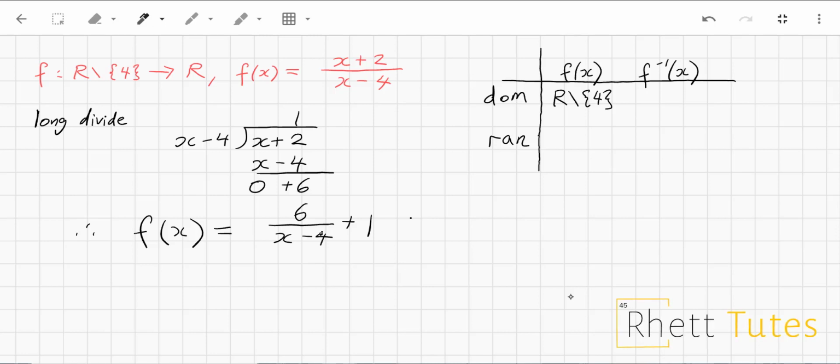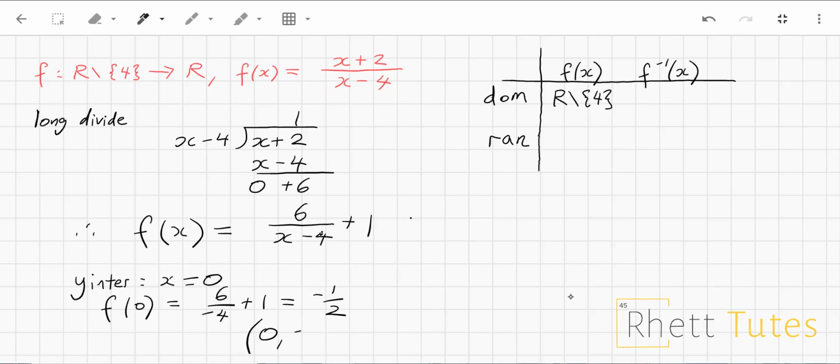So for the y-intercept, I let x equal 0. f of 0 is equal to 6 over negative 4 plus 1. So that's negative 3 over 2 plus 1, negative half. So I have a y-intercept at (0, negative half).